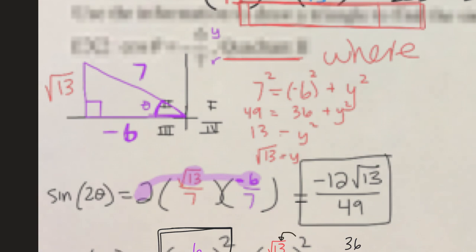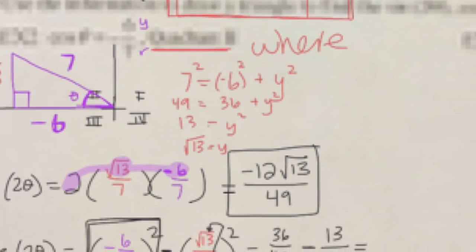And then what happens when I square root 13? That becomes normal 13. And I have to square 7, which is 49. Okay, so 36/49 minus 13/49. 36 minus 13 is 23/49.